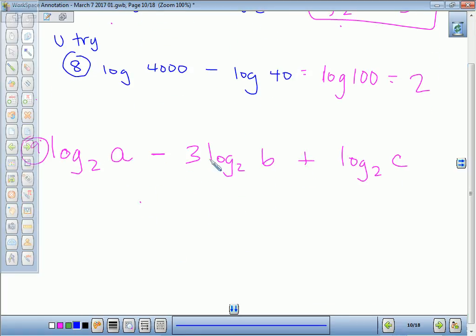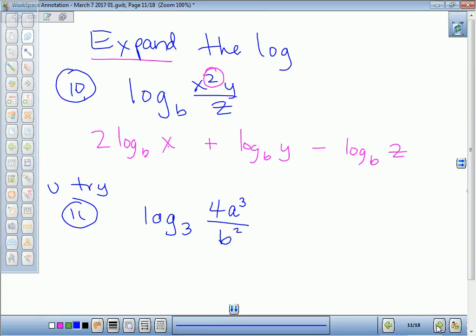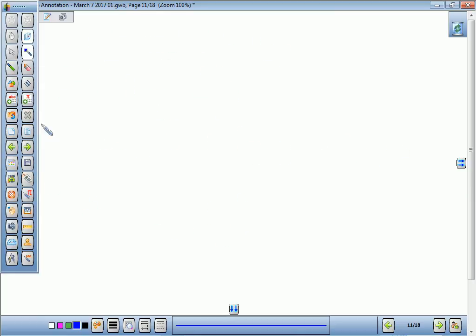Now this one has a good bit in it. When we deal with this multiplying out in front, it only goes to what's behind it. So the only thing that's going to get cubed here is the b. Base 2, base 2, base 2, we can do it. It becomes A divided by not just b, but b cubed times C. Well, when I multiply times C, doesn't that really just put a C up here? Yes, it does. So that's pretty much condensing in a nutshell.